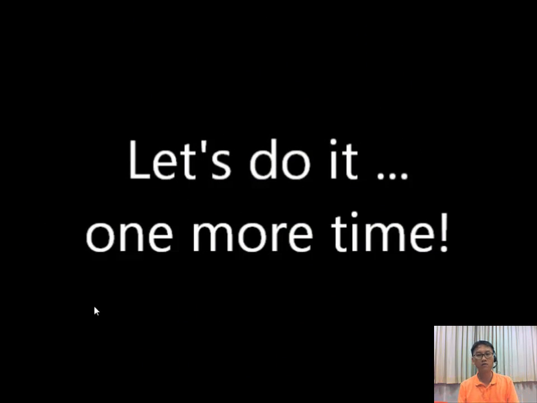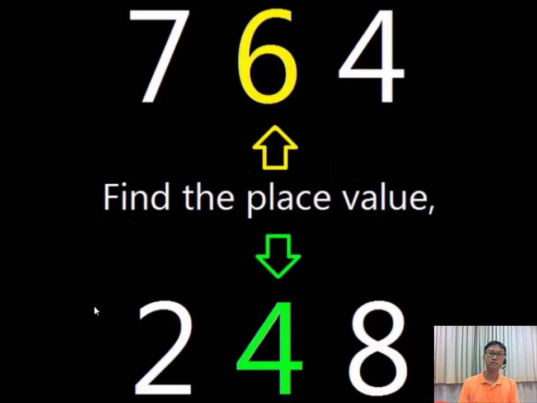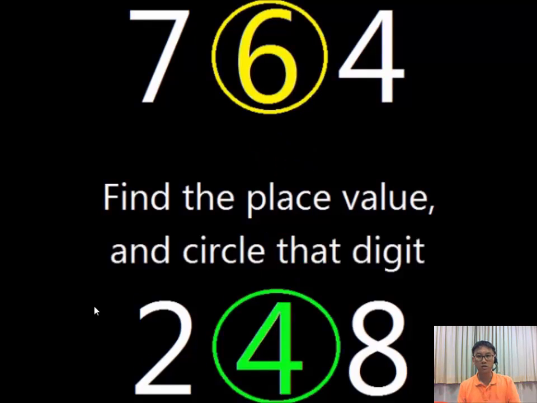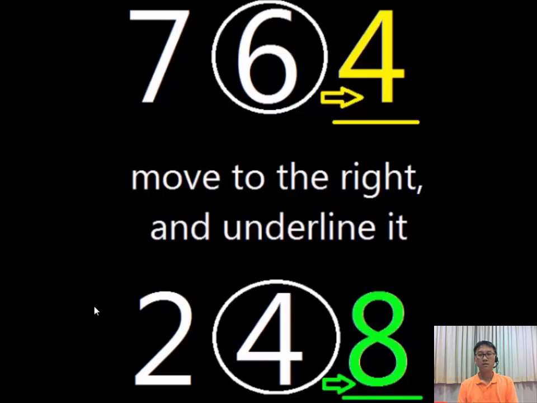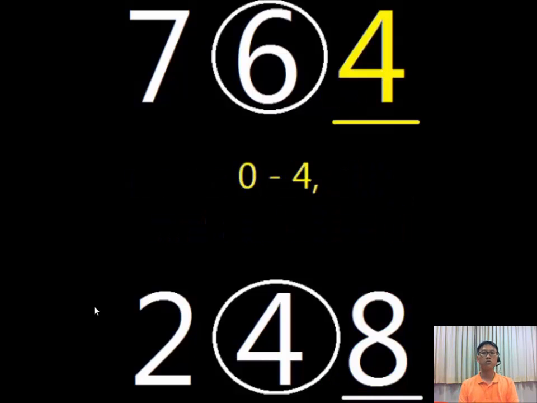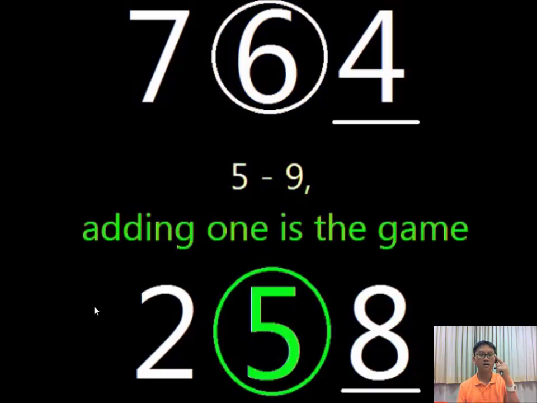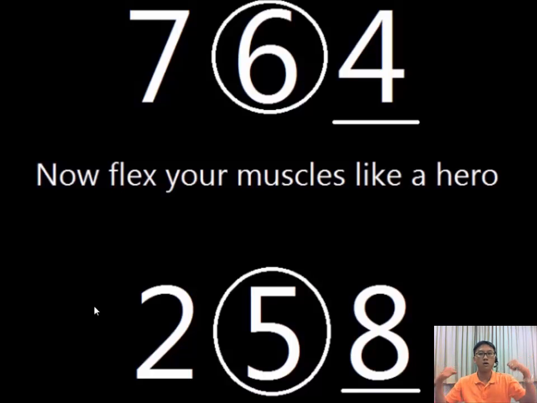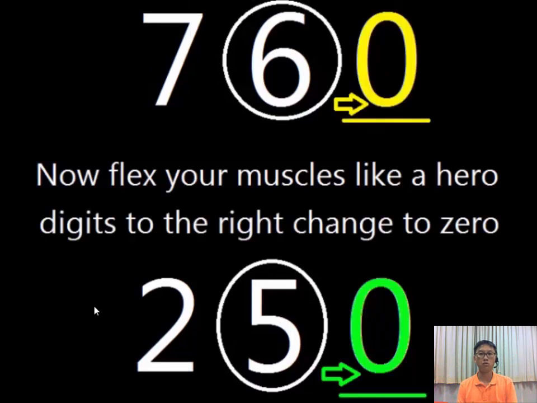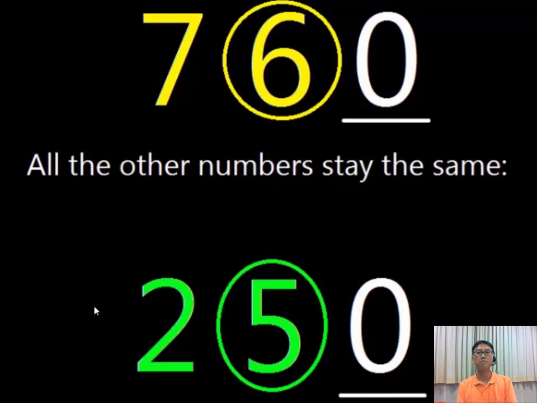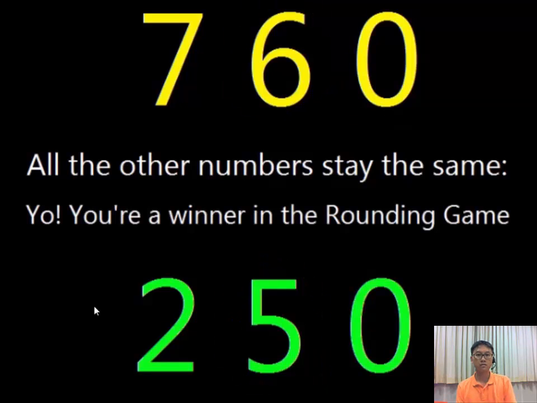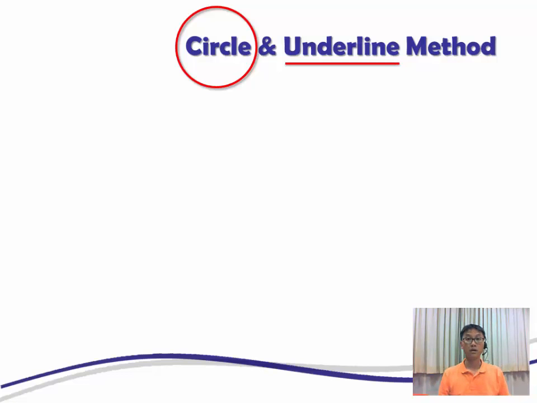One more time. Sing along, come on, even if you're at home. Here we go. Find the place value. Circle the digit. Move to the right and underline it. 0 to 4, the circle stays the same. 5 to 9, adding 1 is the game. Now, flex your muscles, just like a hero. Digit to the right, turn into 0. All the other numbers, they stay the same. Yo, you're a winner in the rounding game.